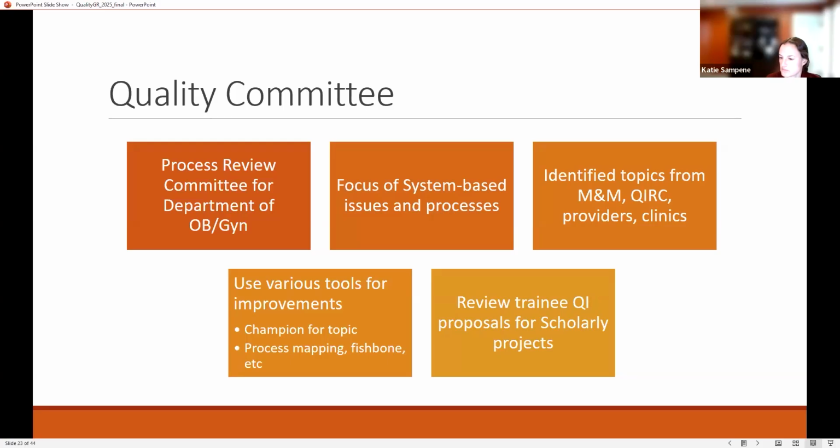We use various tools for improvements, as you've seen. So there's a champion for a topic most of the time when something is identified in the Quality Committee. And we use process mapping, fish bones, etc., to try to visualize what's going on and come up with suggestions for solutions. We also, in the Quality Committee, review the trainee QI proposals for scholarly projects. So within that education or academic track, if trainees are selecting QI, the Quality Committee is reviewing the proposals and giving feedback, similar to how the RAC does for research.